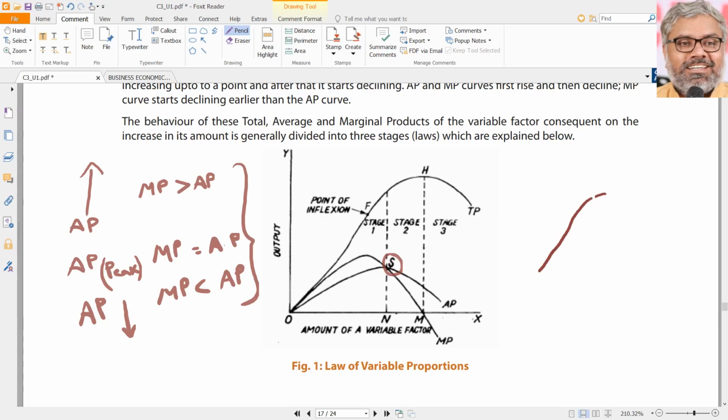So when marginal product is like this, the average product has to be going somewhere like this only. Marginal product can cut the x-axis, that is okay, but average product cannot cut the x-axis. So this is the marginal product, let us say this is the average product curve. This relationship between these two you should be able to draw freehand.